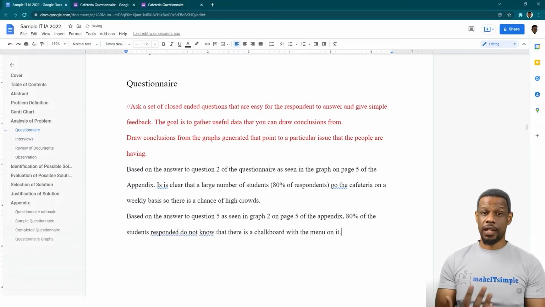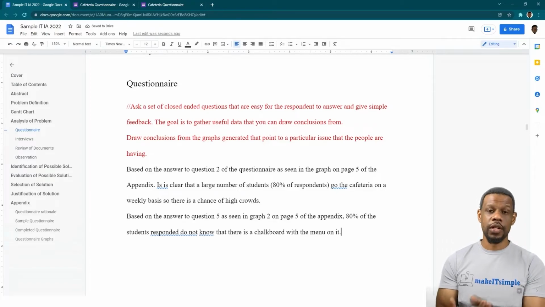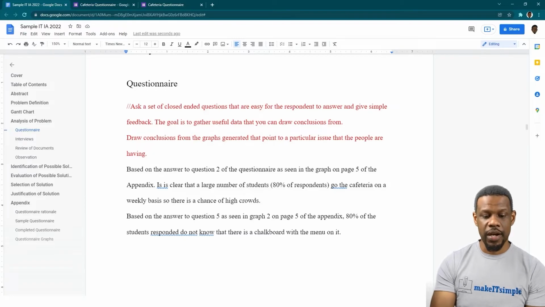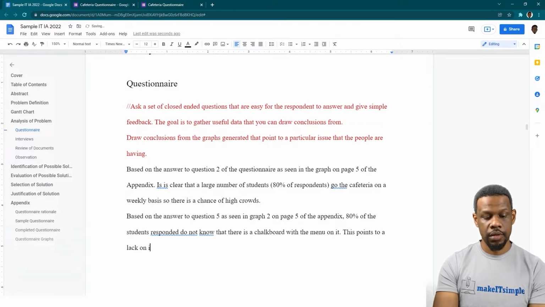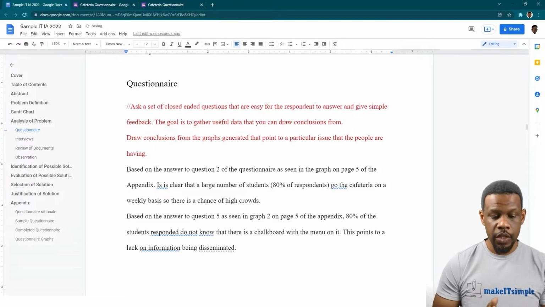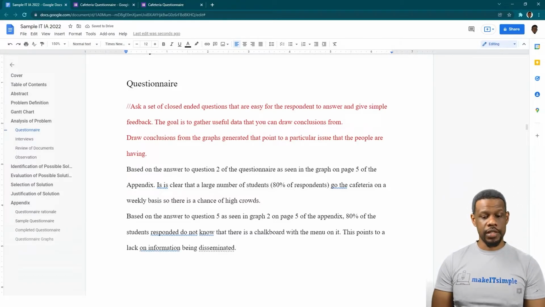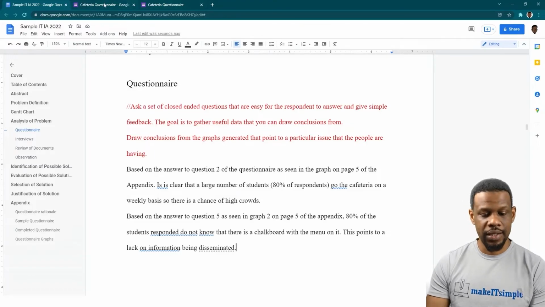Right? Now this could go either way. It could be that they know, but they don't check it, or they don't know. But based on your real results, you will be able to draw a proper inference. My sample results may not be the one that you get, but you just have to be able to come up with a paragraph like this, right? Yeah. And then you want to say this points to a lack of information being disseminated. Yeah, something like that, right? So you do that and you say good, great, and then you go and look for another one. You kind of get the drift by now.